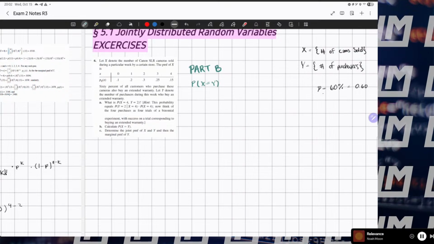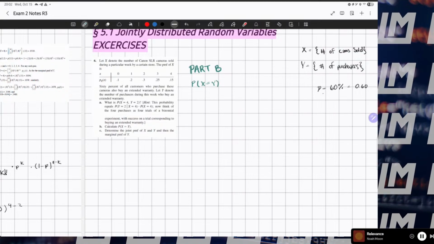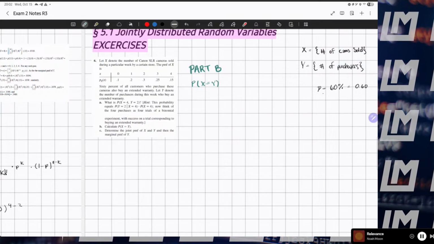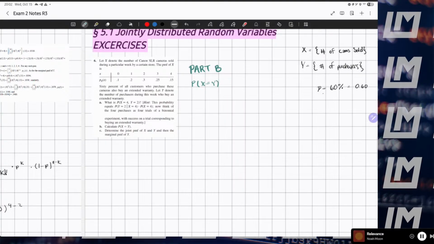I should probably share the screen of the notes so you can see it.